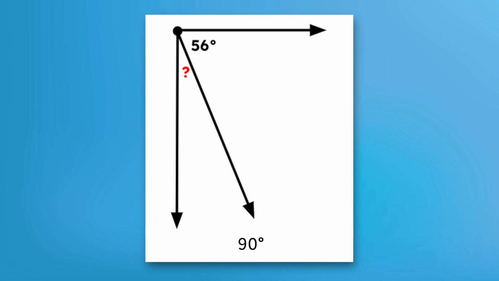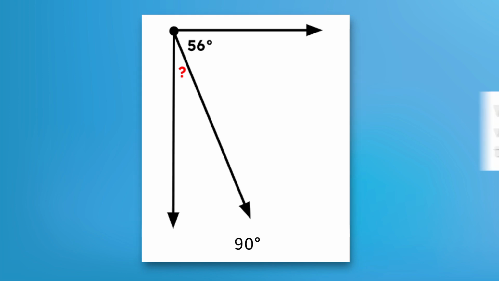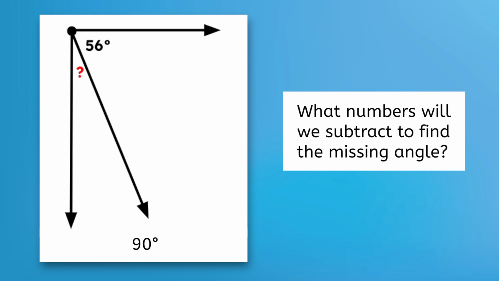Let's find this angle a different way. We know one of the parts and we know the size of the whole angle, so we could use subtraction. What numbers will we subtract to find the missing angle? Pause and take a guess in your guided notes now.